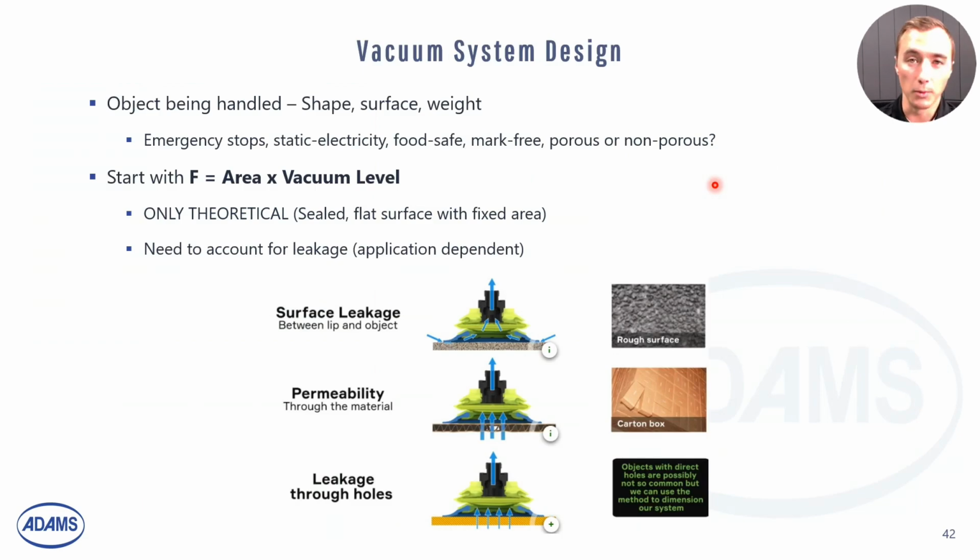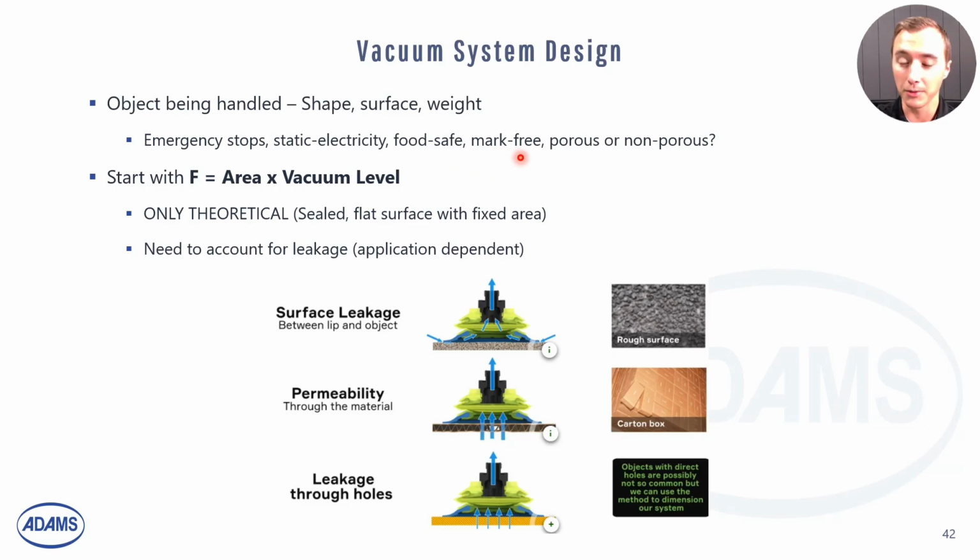So now that we've gone through some of the more common devices and some of the theory behind vacuum, once you need to design a system, you really need to start with the object being handled. So, how big is it? What's its shape? What's its surface like? Is it porous? Is it dirty? Is it clean? And then some of the more process considerations are, what's going to happen in an emergency stop scenario? Are there static electricity considerations that you have to take into account? Does it need to be food safe, mark free, etc.? So there's a lot of things to take into consideration.